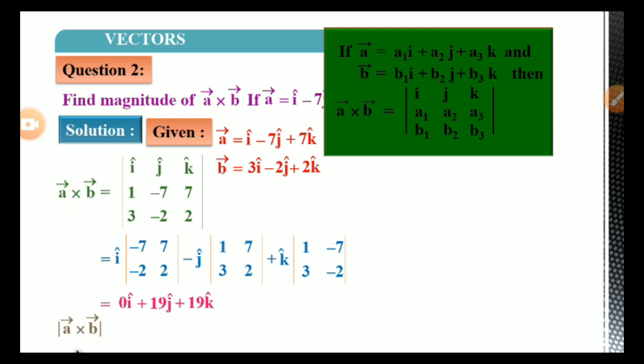Now we have to find the magnitude. Magnitude is the square root of the sum of squares of components, so it is equal to the square root of 0 plus 19 squared plus 19 squared. 0 is neglected here, so 19 squared plus 19 squared is equal to the square root of 722. So this is the answer.